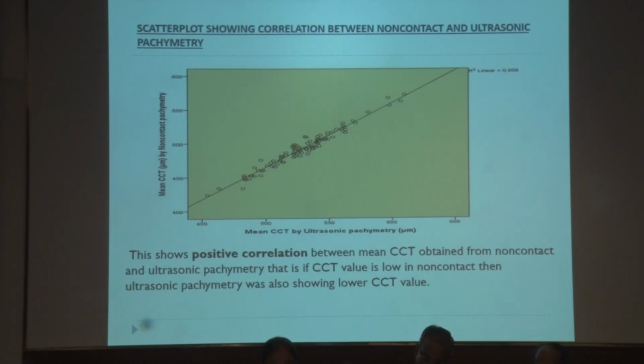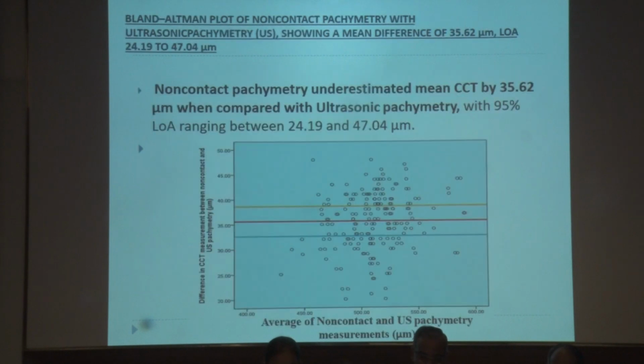This scatter plot is showing that there was a positive correlation between the two instruments, that if the patient has a lower CCT value through the ultrasonic, then the non-contact pachymeter also showed similar values.